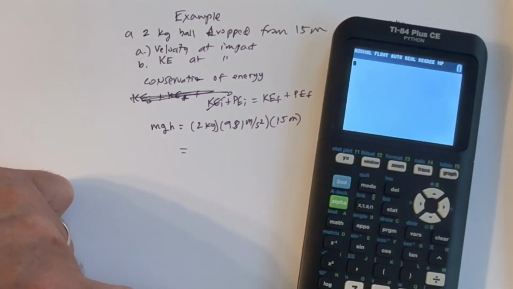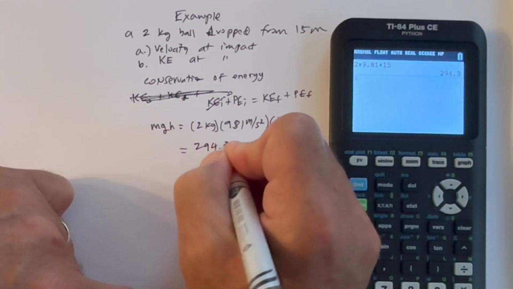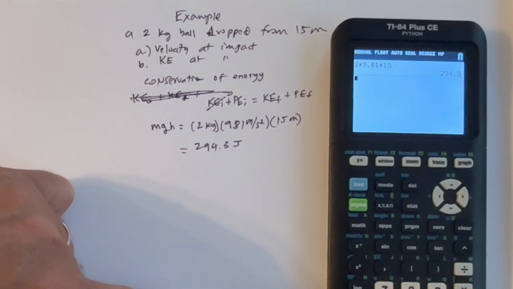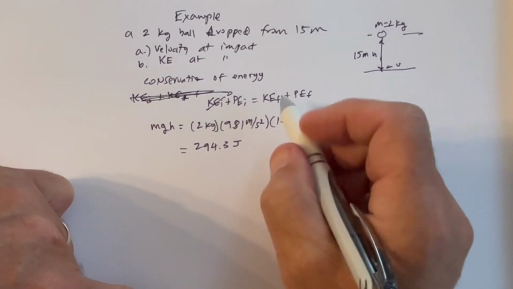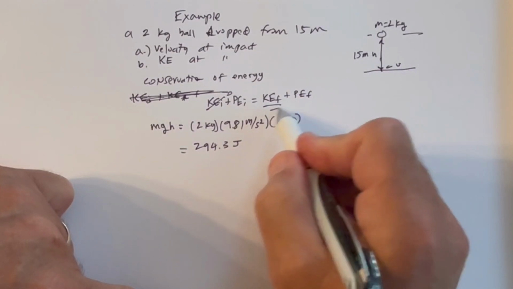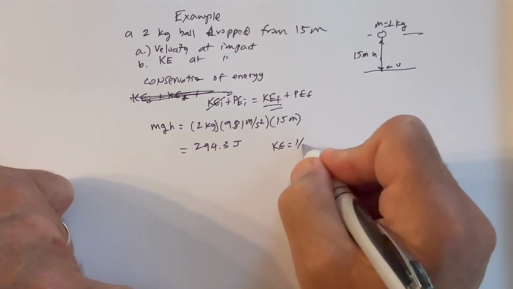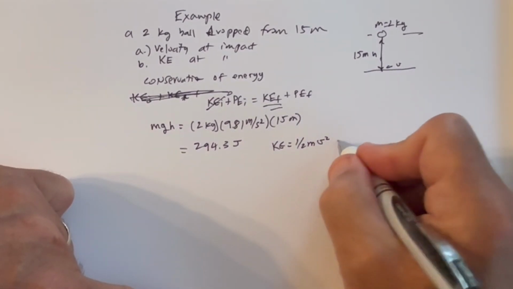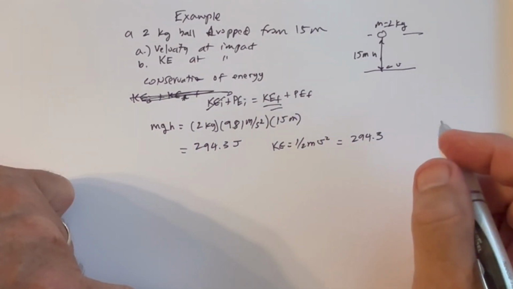2 times 9.81 times 15. Enter. Okay, so that's going to be 294.3, and the unit of energy is joules. So there's our potential energy to start with. Now we know as the ball drops just before impact, all the potential energy has been converted to kinetic energy. So the kinetic energy, 1/2 mv squared, we were given that, and that's equal to 294.3 joules.